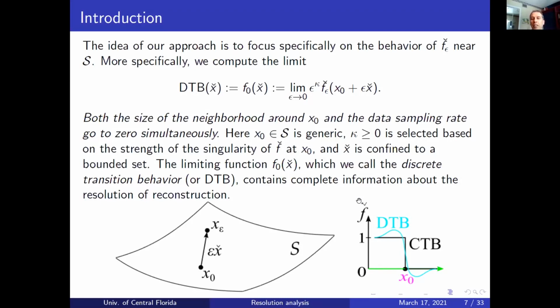This is the function that we want to reconstruct. And so this blue curve over here got the name. We call it DTB. Of course, in practice, we never take the limit, so we just assume that epsilon is small enough so that this expression is close to the DTB, to the discrete transition behavior. So the goal is to compute this limit. The goal is to obtain an explicit expression for this limit.